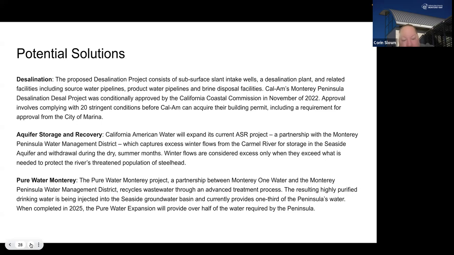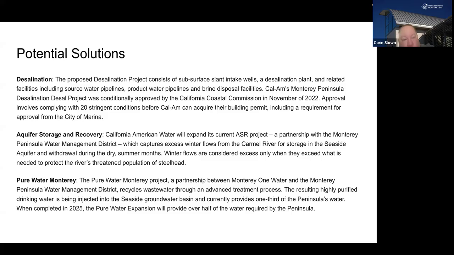The third project is Pure Water Monterey, which is a partnership with Monterey One Water. It recycles wastewater through an advanced treatment process. Gray water could be storm runoff, but it could also be wastewater. This water is purified and then injected into the Seaside groundwater basin. This is what provides one third of the peninsula's water. When they're done with their construction this year, it should provide over half of the water required by the peninsula.